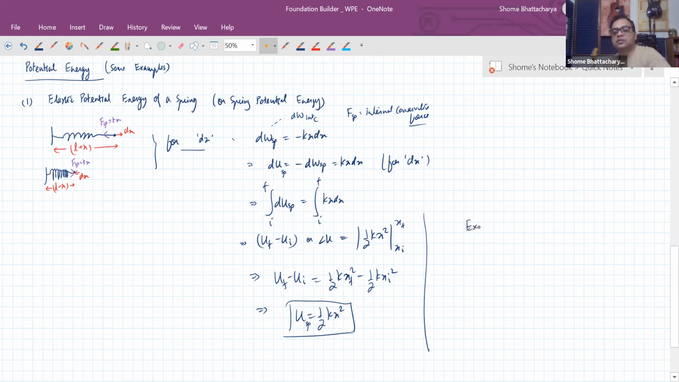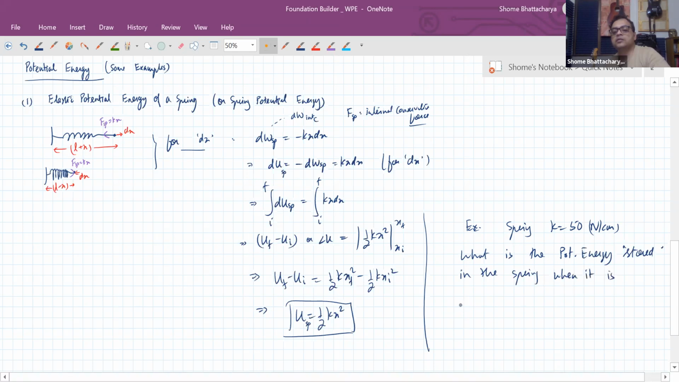So for example, suppose we have a spring of spring constant 50 newtons per centimeter. Now I ask you, what is the potential energy stored in the spring when it is extended by 2 centimeters, or when it is compressed by, let's say, 3 centimeters?